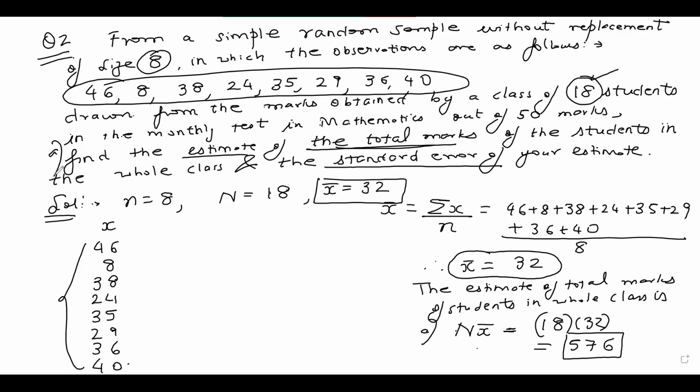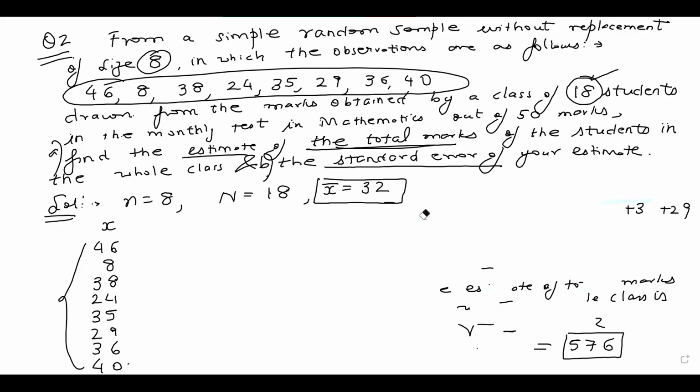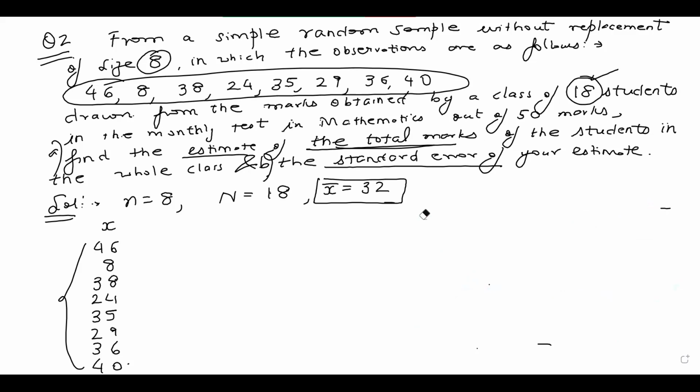Part B was finding the standard error. So let's work that also. To find the standard error, I first find the variance, because then I'll just take the square root of that. I need to first find the variance of nx bar. Variance of nx bar will be just n square times variance of x bar, using the rules of variance which I have covered in my lectures on estimation.